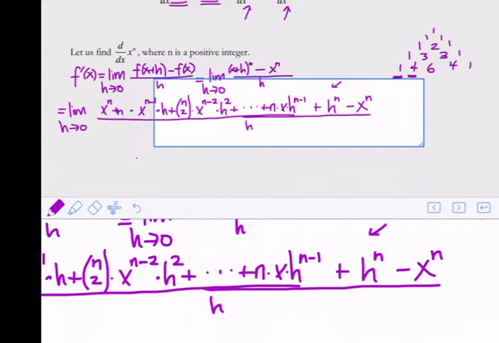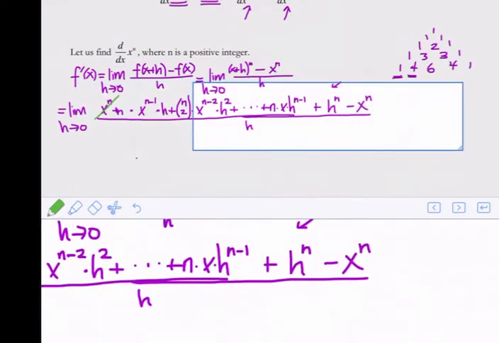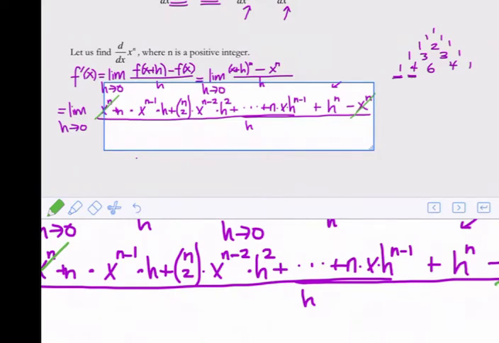Okay, so let's take a look at this hot mess and see if there's anything we can simplify or if this is just going to be a disaster. If nothing else, there's an x to the n here and an x to the n here. Those cancel out. And now I have all these terms left. This is a mess, right?